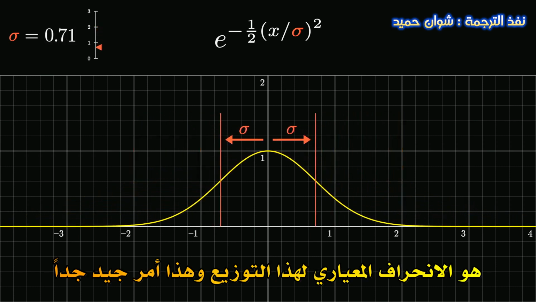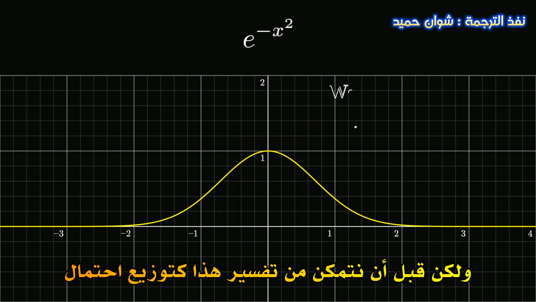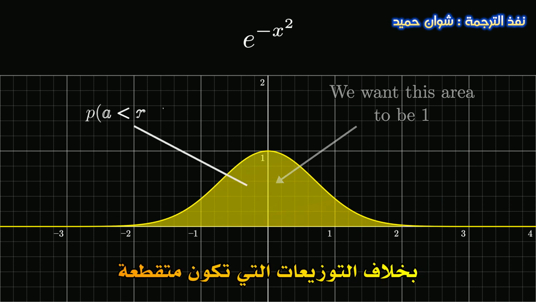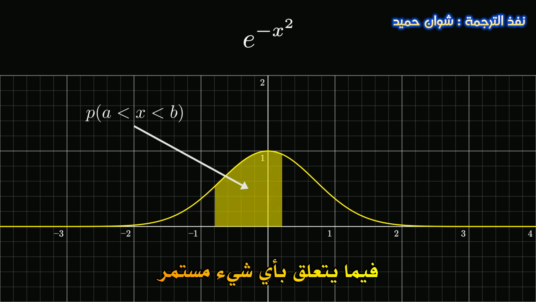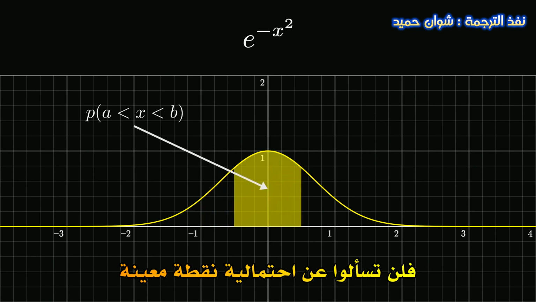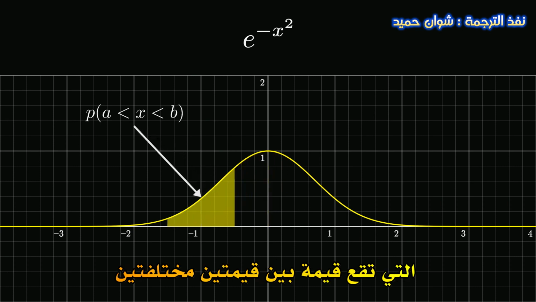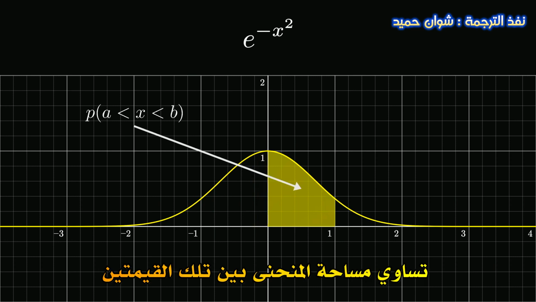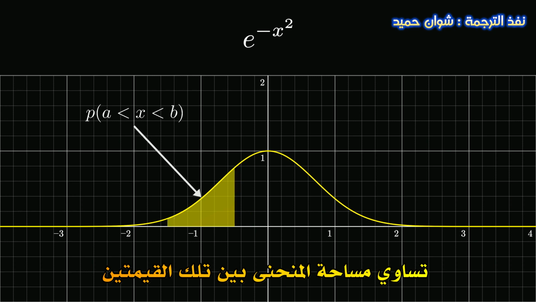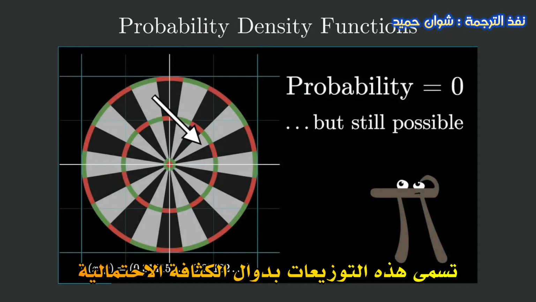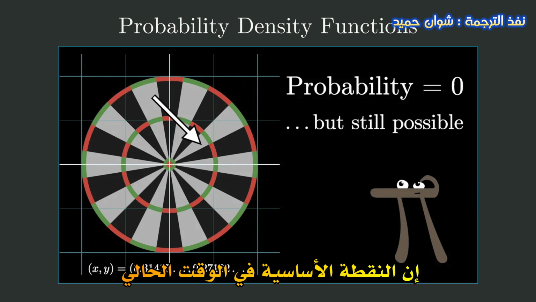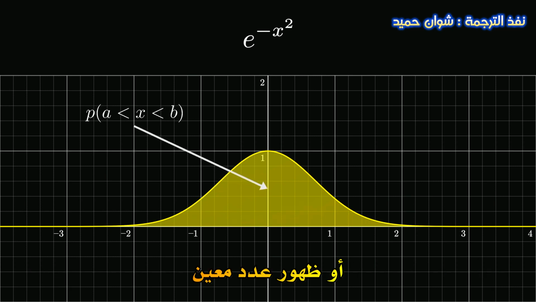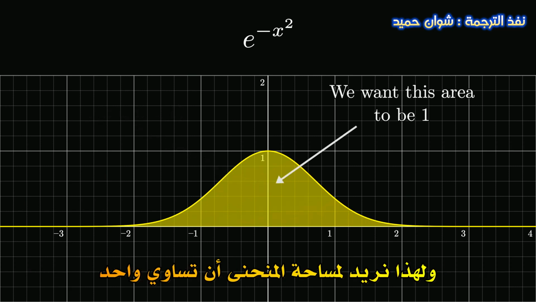And that's very nice. But before we can interpret this as a probability distribution, we need the area under the curve to be 1. And the reason for that is how the curve is interpreted. Unlike discrete distributions, when it comes to something continuous, you don't ask about the probability of a particular point. Instead, you ask for the probability that a value falls between two different values. And what the curve is telling you is that that probability equals the area under the curve between those two values. There's a whole other video about this. They're called probability density functions. The main point right now is that the area under the entire curve represents the probability that something happens, that some number comes up. That should be 1, which is why we want the area under this to be 1.